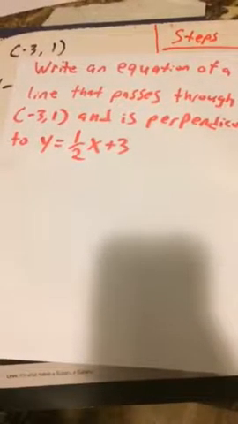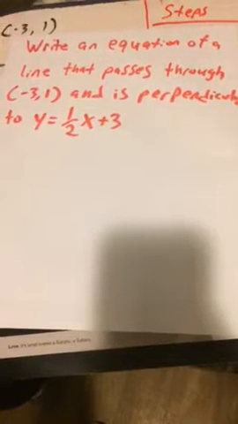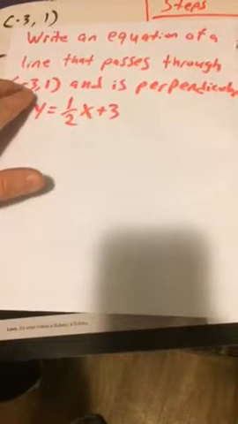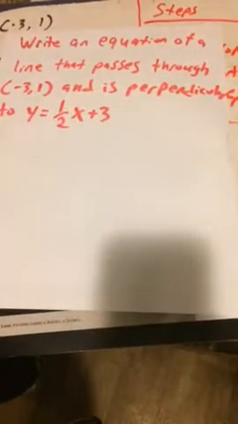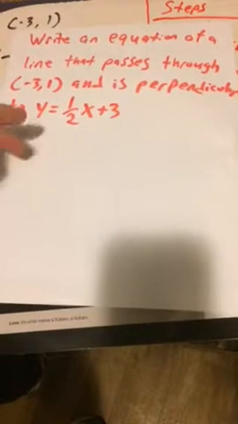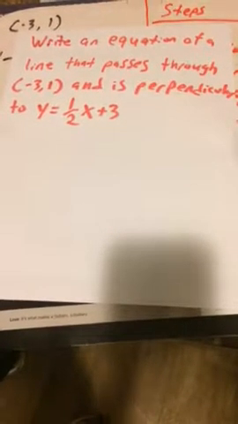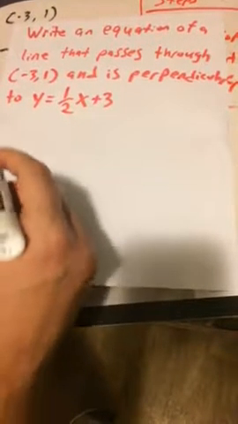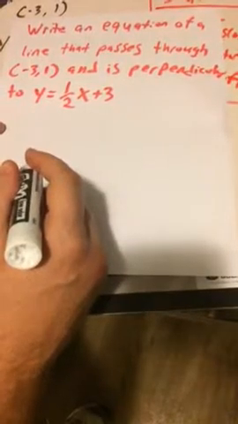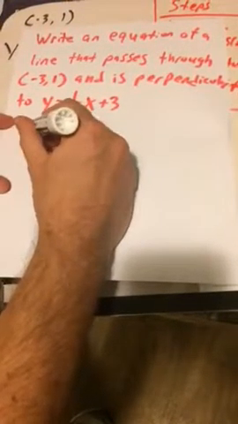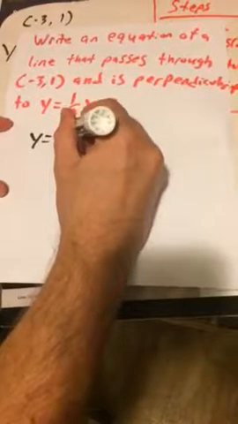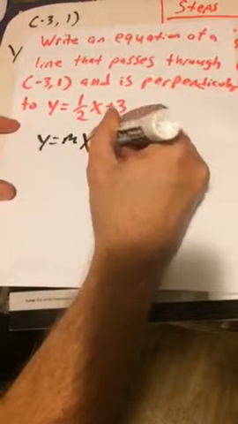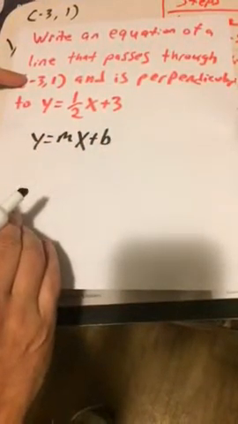Okay, so we're going to talk now about how we can write an equation of a line that passes through a point and is perpendicular to an equation. It's really easy to do this. There are two different ways. The first way is to use the slope-intercept equation. All we're going to do is write the slope-intercept equation, y equals mx plus b, and substitute the points that it's already given us.